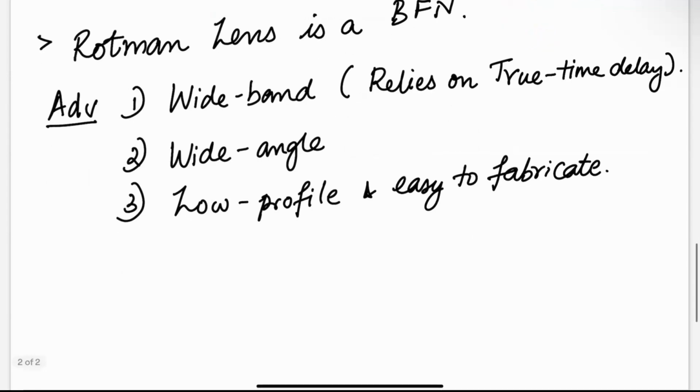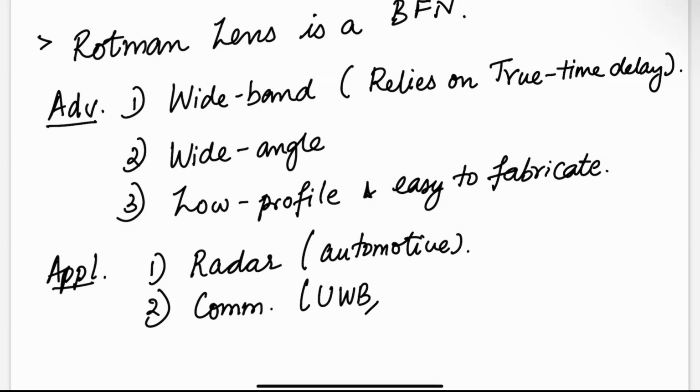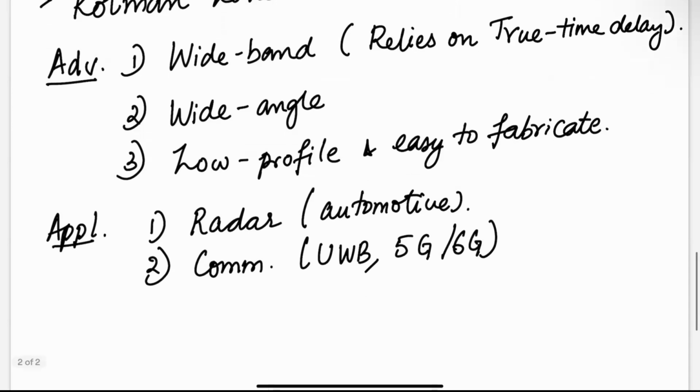If you look at the applications, there are many applications for it. Of course, it can be used for radar, where you can scan a scene or do angle of arrival estimation, for example, in automotive radar. It can be used in communications, also very important, because it's ultra wideband, so you can use it in ultra wideband communications, 5G, 6G, and so on. These also use beamforming networks, so it's very useful there.